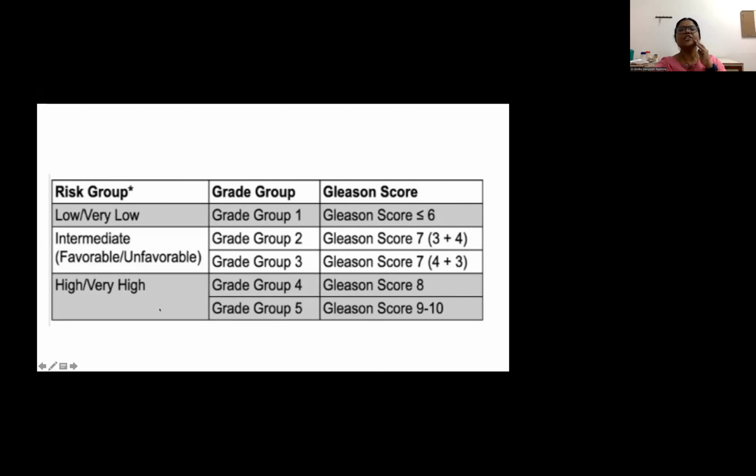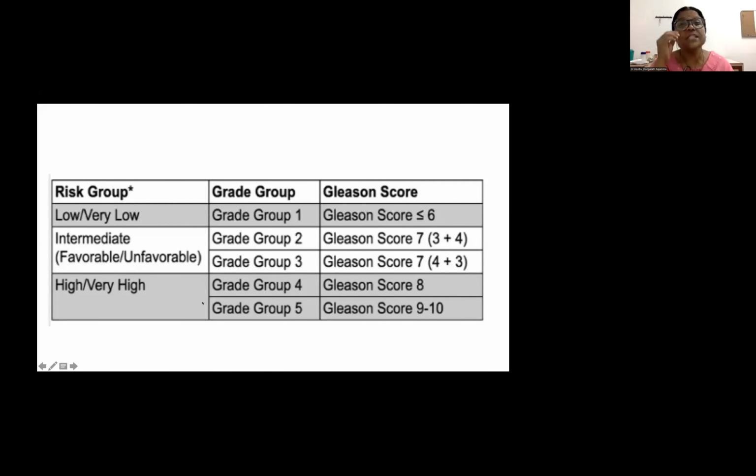And this is the risk group based on the pathology report, that is the group grade and the Gleason score. One can stratify the patient into various risk groups, the low or very low risk group being any Gleason score of 6 or less, whereas intermediate is any Gleason score of 7. It could be 3 plus 4, 7 or 4 plus 3, 7, which is not the same. When pattern 4 predominates, it is a bad tumor. So it will be an unfavorable intermediate risk group, whereas group grades of 4 and 5 come under the high and very high risk group.